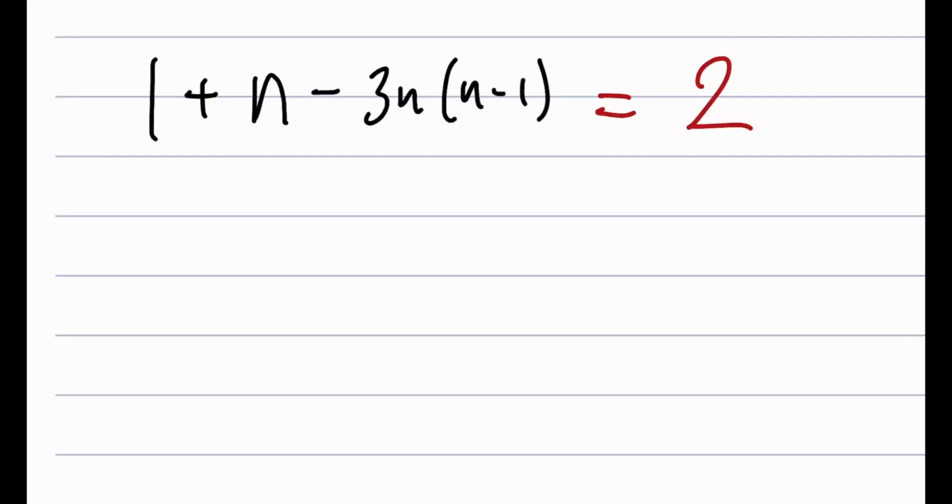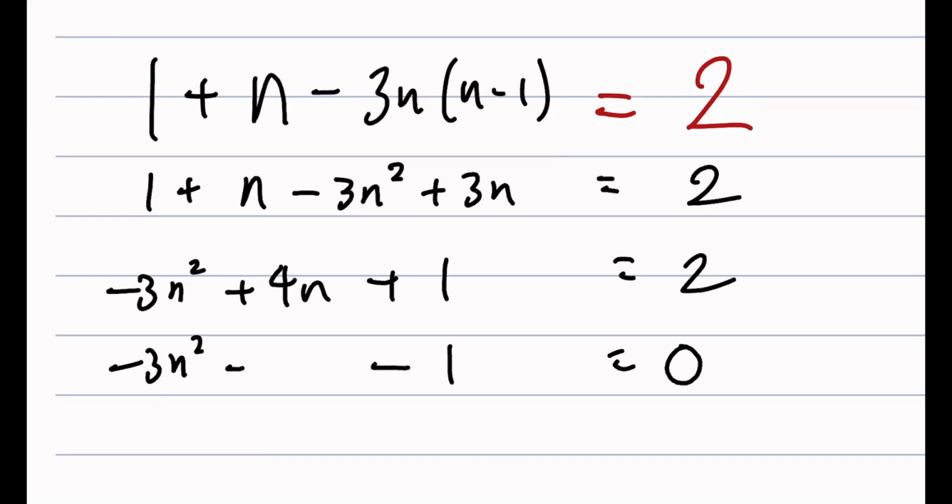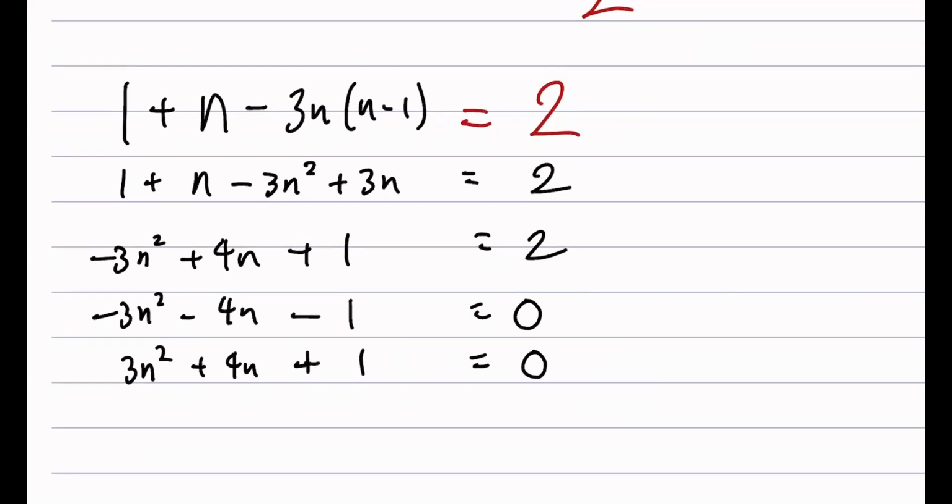Okay, just solve it for you. At least finish up one question. Minus 3n squared plus 3n, plus n plus 1, so 4n plus 1 equals 2. Cancel off the 2, you get minus 1. I don't like negative, so I'm going to multiply throughout by negative 1. 3n squared plus 4n plus 1 equals 0. I did a bit fast. I hope I'm not wrong.